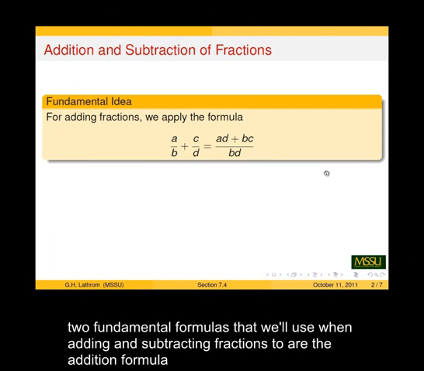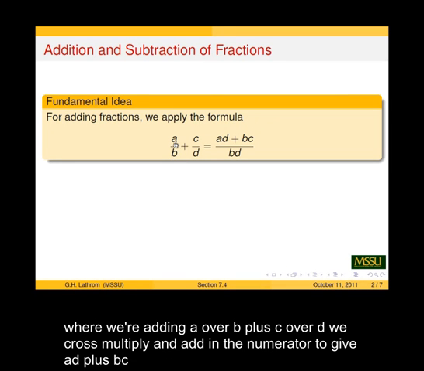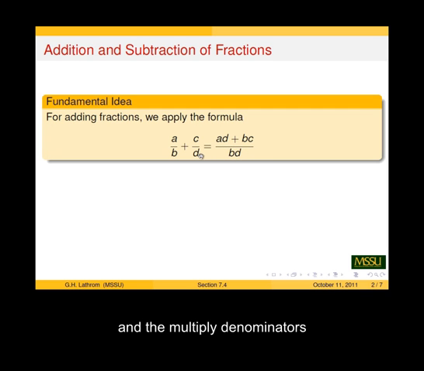Two fundamental formulas that we will use when adding and subtracting fractions are the addition formula, where when we're adding a over b plus c over d, we cross multiply and add in the numerator so that it's AD plus BC, and we multiply denominators. So we have BD in the denominator.